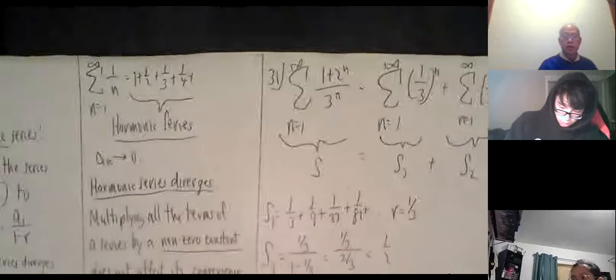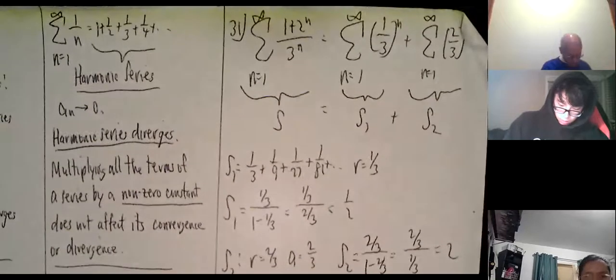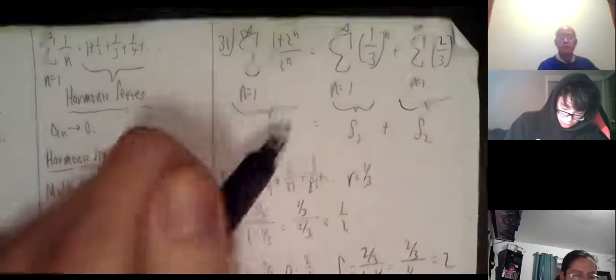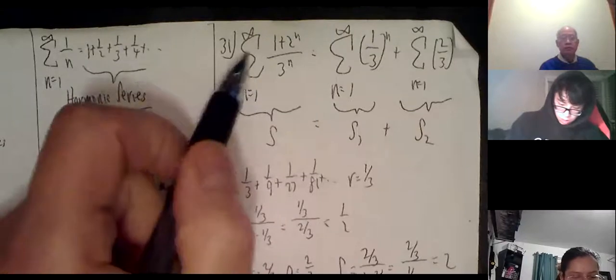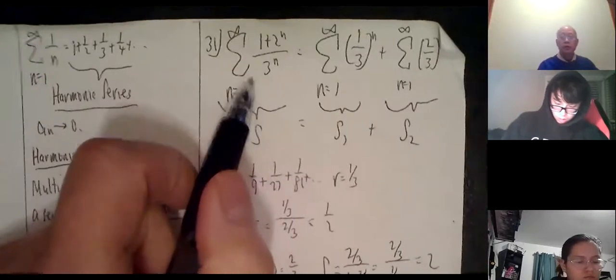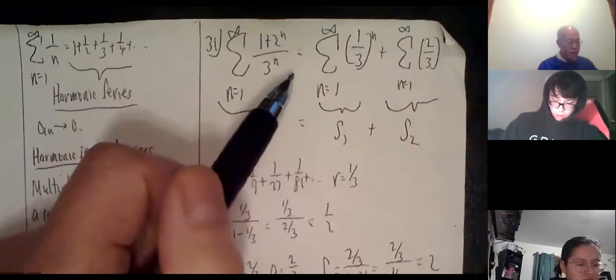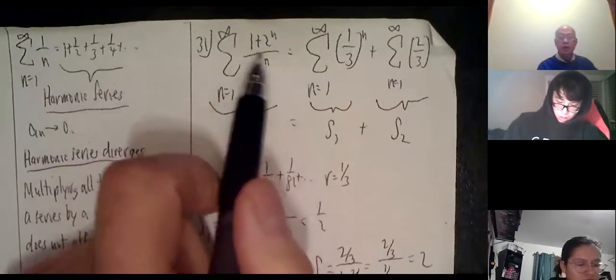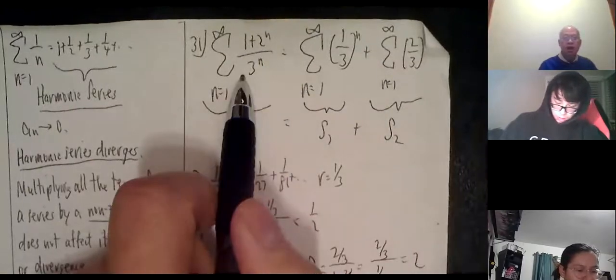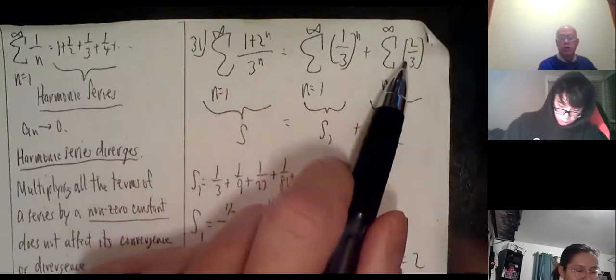Okay, 31 is kind of interesting. Again, my 31. And is there anything like that here? No, there isn't. But we'll see. Summation n equals 1 to infinity, 1 plus 2 to the n over 3 to the n. Okay, the way to do this is to break it into 2 pieces. Break it into 1 over 3 to the n plus 2 to the n divided by 3 to the n, or 2/3 to the n.